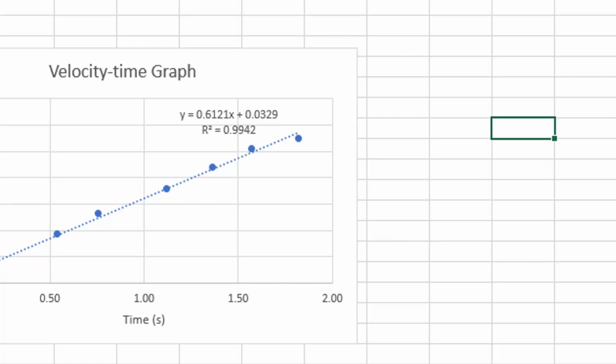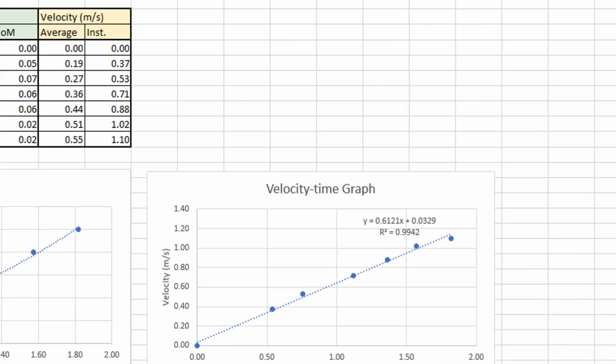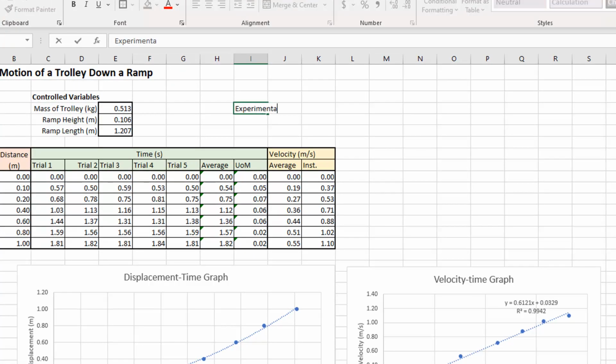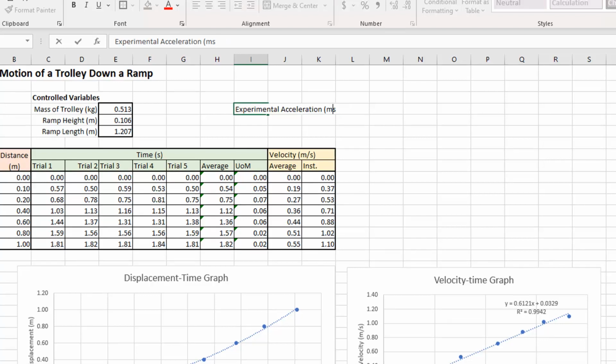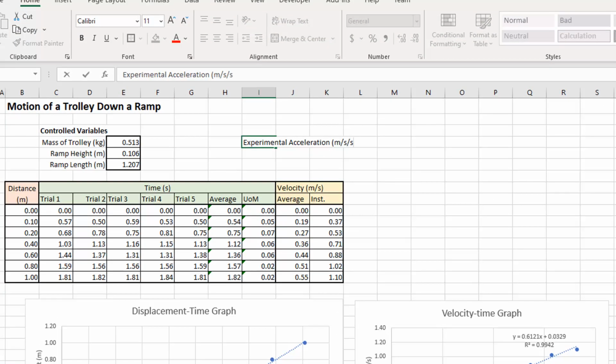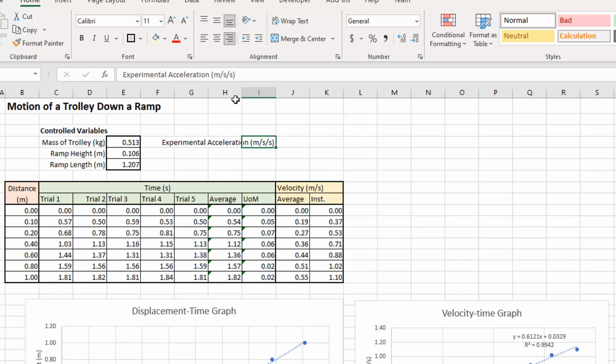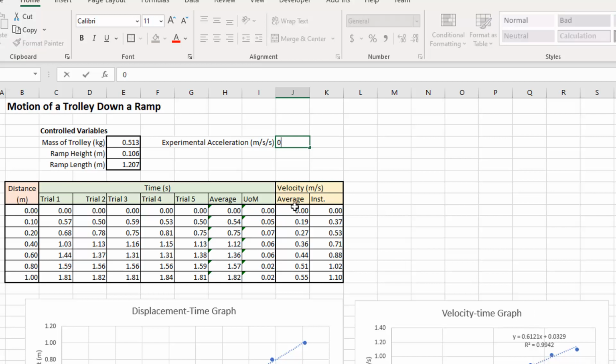All right, one more thing we're going to do. We're going to calculate, that's our experimental acceleration, 0.6121. In fact, let me just type that up here. Experimental acceleration in meters per second squared. And I'm going to make that right justified like that. And I can actually just type that in now. That's that number there, 0.6121.